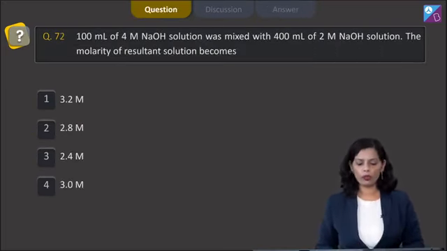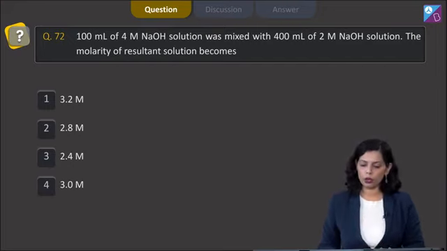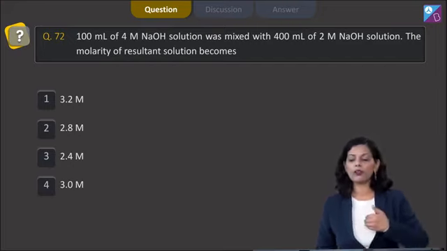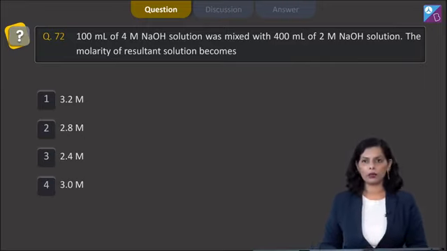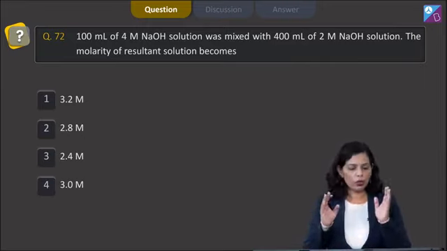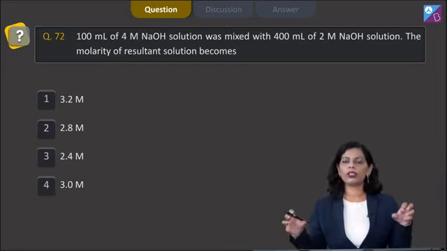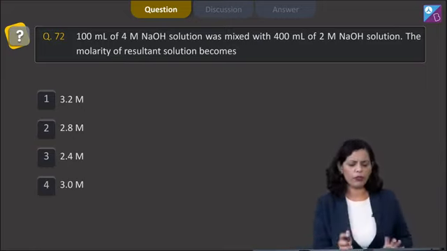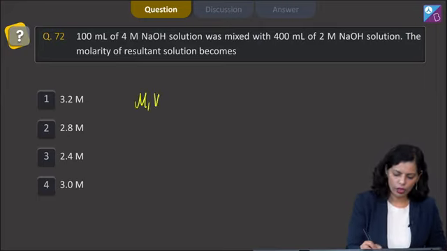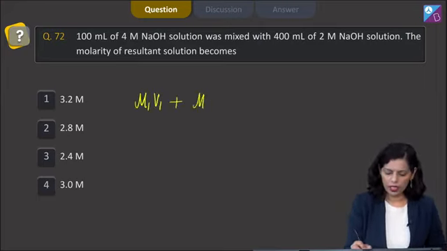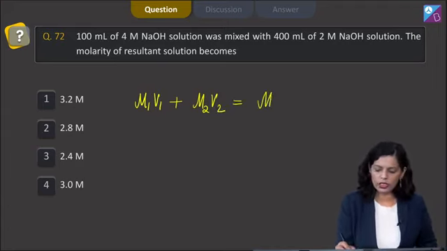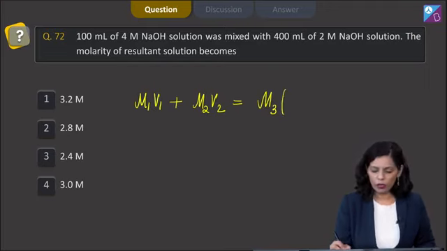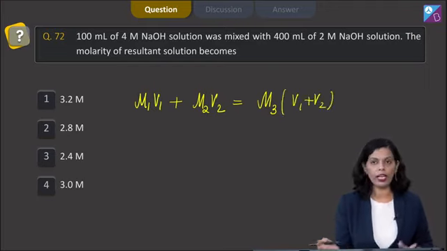Now, question number 72. 100 ml of 4 molar NaOH solution was mixed with 400 ml of 2 molar solution. Okay. And both of them are of sodium hydroxide. The molarity of the resultant solution becomes. So, this is basically the molarity equation that I am going to use. If you have two different solutions and if you are mixing them, the simple formula we should use is M1V1 for the first solution plus M2V2, the second solution. We mix them, and the molarity for the final solution is say M3, and the volume is V1 plus V2 because we mixed and the volume would be added.